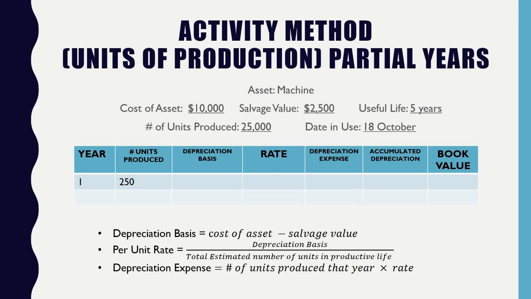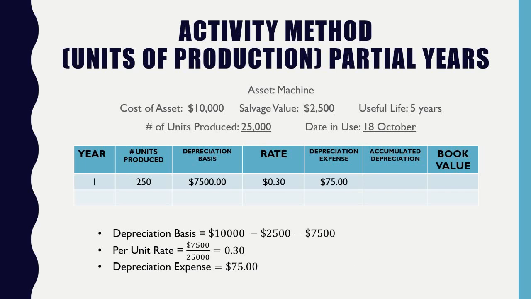We're going to subtract the 2,500, asset cost minus salvage, to get the 7,500. We're going to get the rate as the 7,500 divided by my capacity of 25,000, which gives me a total of 30 cents per unit. Now, because I only produced 250 units, 250 times 30 cents is going to give me $75.